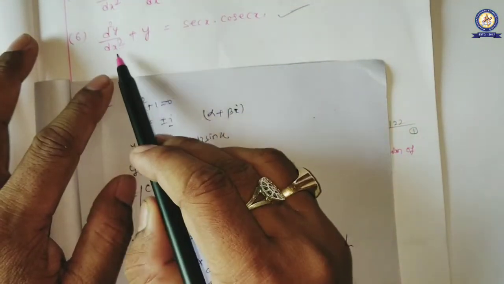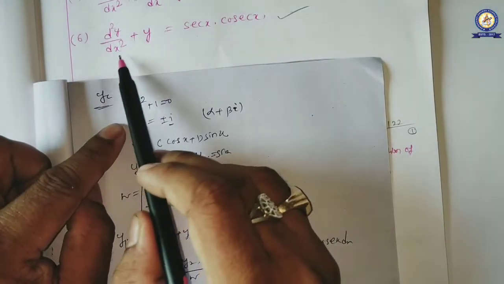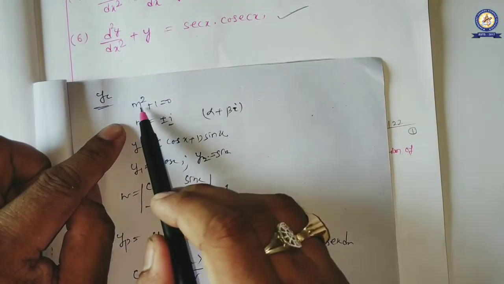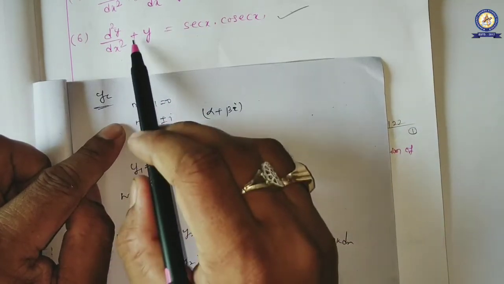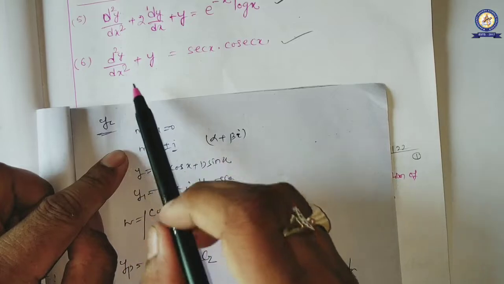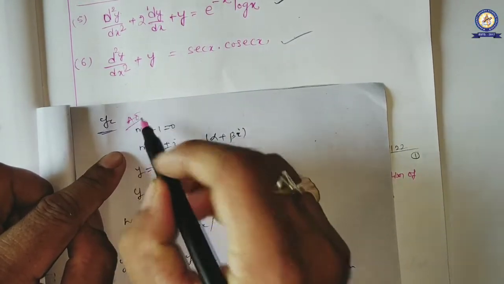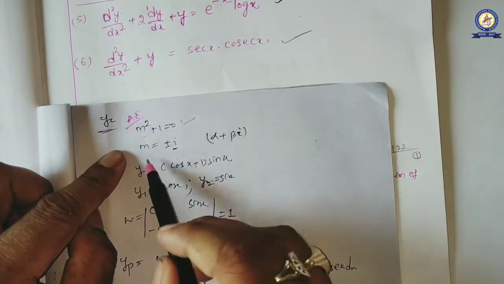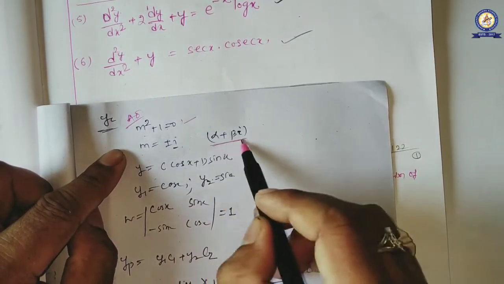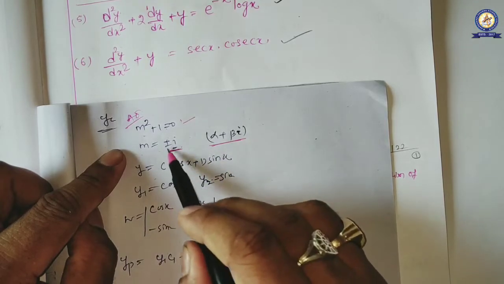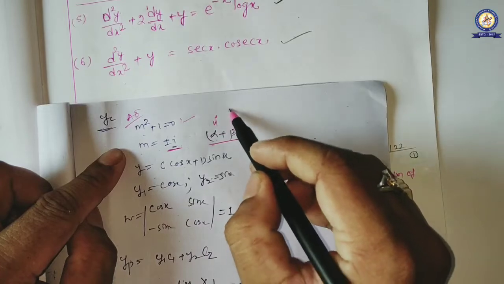This one, d square y by dx square plus y equals sec x into cosec x. So here you can see the auxiliary equation is m square plus 1, okay? d square y by dx square plus y is there. That means its auxiliary equation is m square plus 1 equal to 0. So m equals plus or minus i. So this is in the form of two imaginary roots, alpha plus beta i. Here alpha equals 0, beta equals 1.